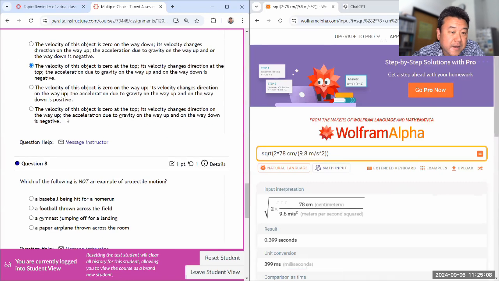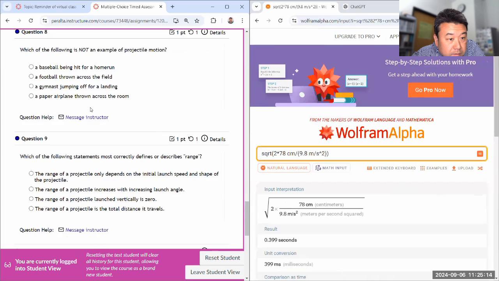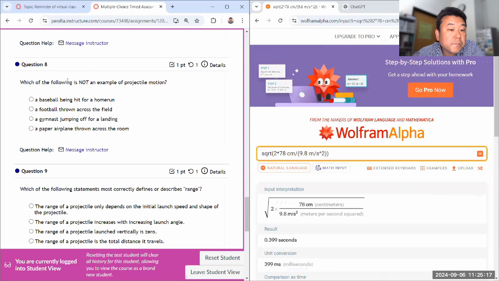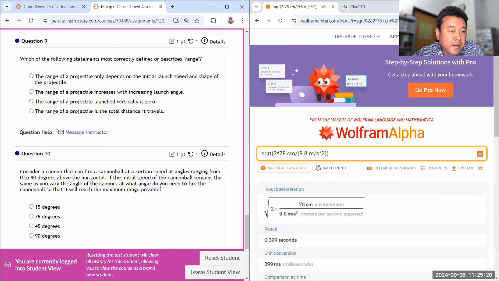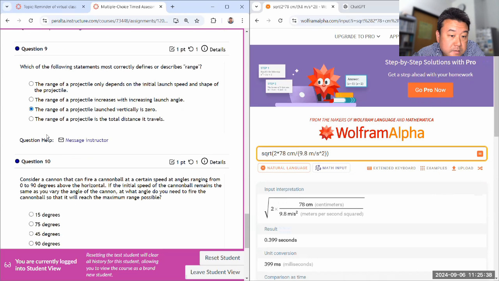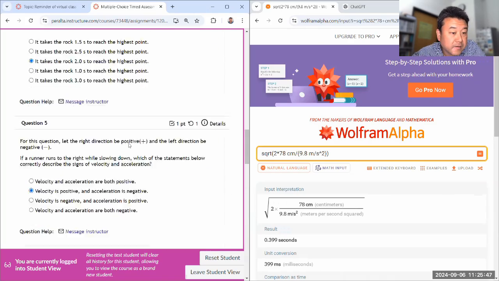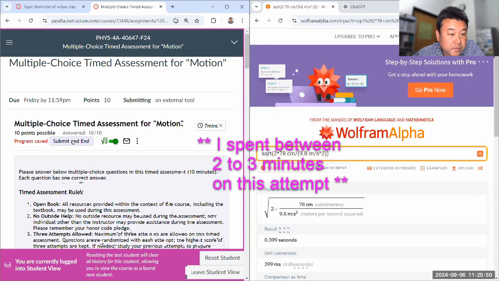By the way, these choices are dynamically generated. That's why there are nonsense statements. Does air resistance play a role? Initial launch speed and shape? No, because we are ignoring air resistance. No. Yes. Oh, I think most people can guess this right. All right, make sure I answered all the questions.